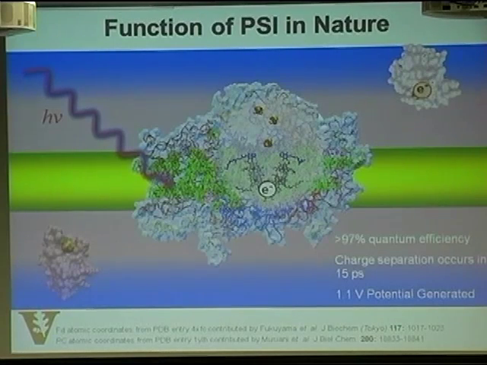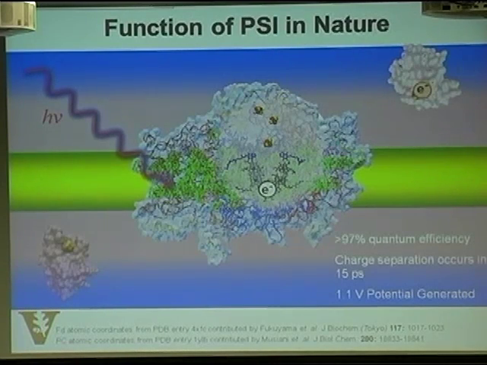Now, let me put that in some kind of framework. What that really means is quantum efficiency is basically referring to, of the light it captures, it is incredibly efficient at using that light. Okay? So for every, let's say, 100 photons of light that are captured here, we're going to have 97 electrons that are going to be sent out the other side, at least in the case of Photosystem I. The other thing is it's very fast. Charge separation here occurs in about 15 picoseconds. It's 10 to the minus 12 seconds.